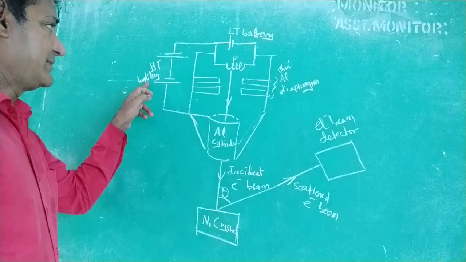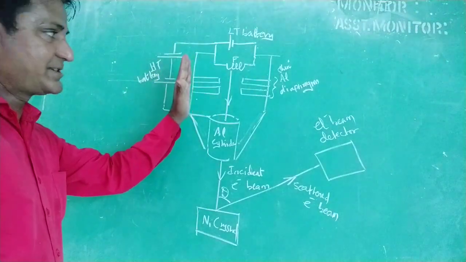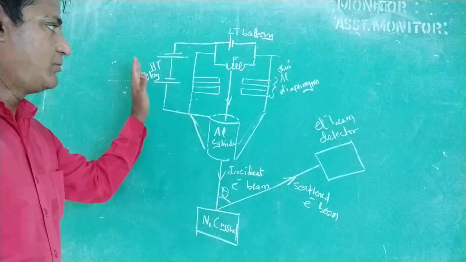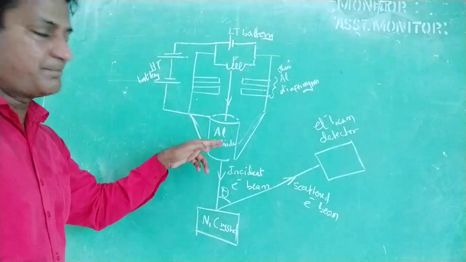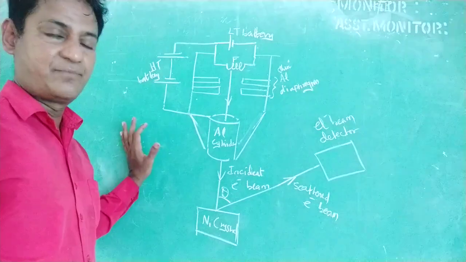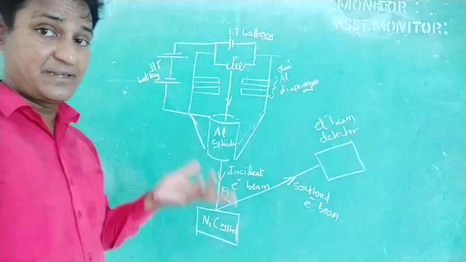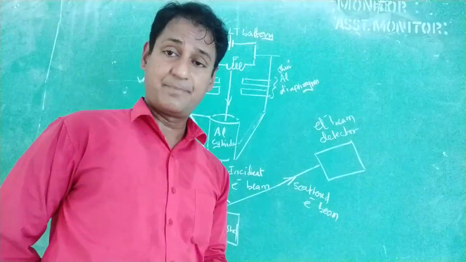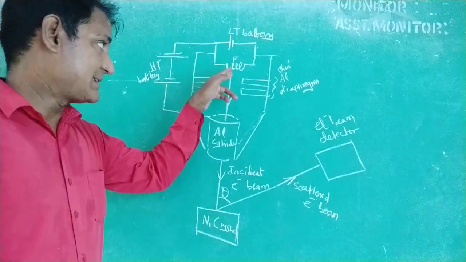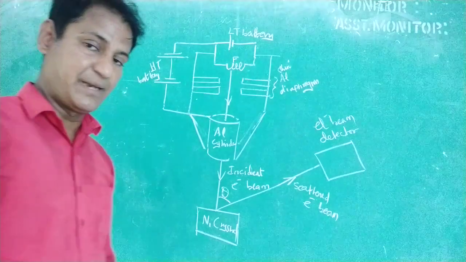Here is another battery, the HT battery, which supplies a high voltage between the filament and this aluminum cylinder. So a high voltage is given to this electron beam. This is high tension, and high tension means high resistance. If resistance increases, then current will be less and voltage will be more. This high voltage is used to accelerate the electron beam, that is, the charged beam.